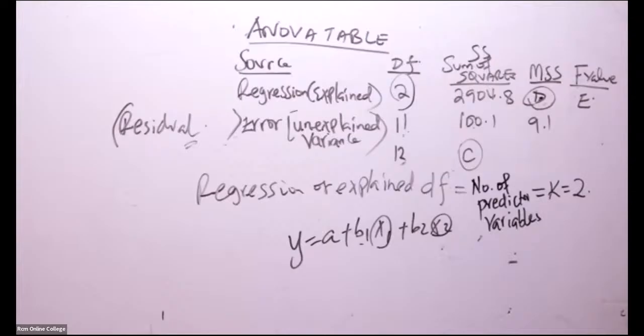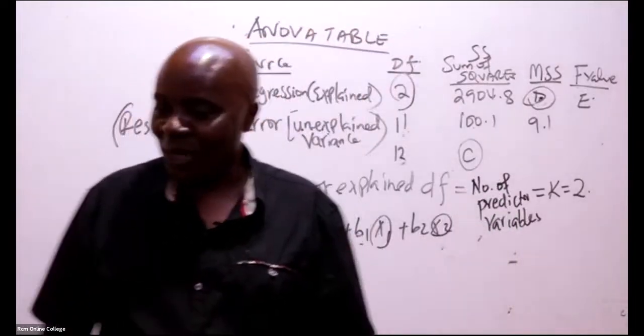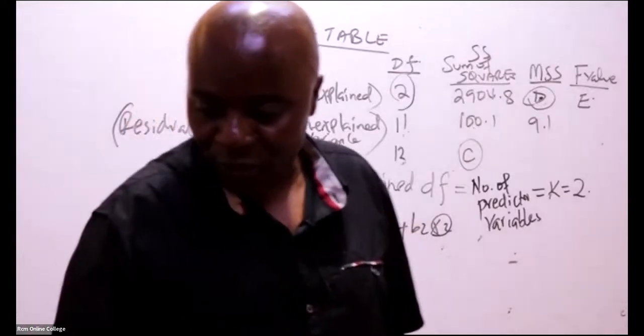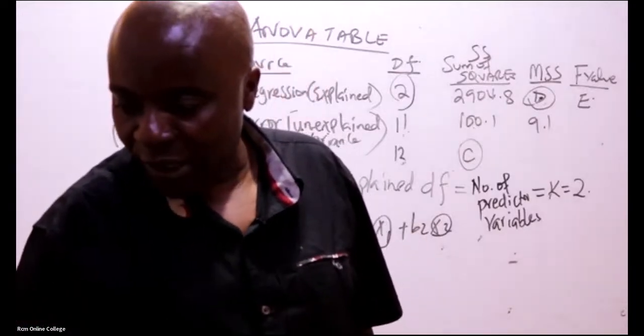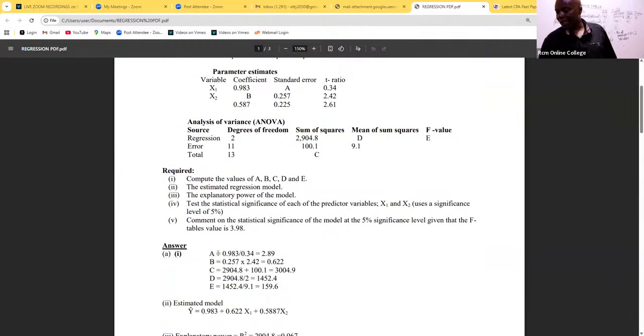So can I go to the next question, my great students? All right. Now we are comfortable. We can go on to the next question. What are they telling us here? They want us to test the significance of each of the predictor variables, x1 and x2, using a significance level of 5%.